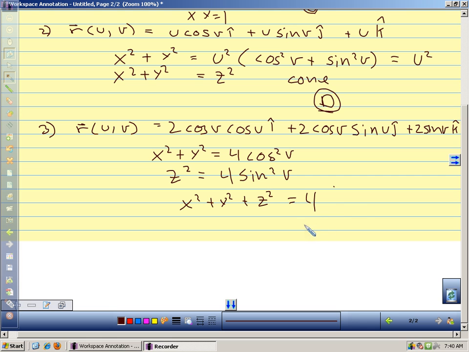equals 4, so we have a sphere. So that's B. I think the last one's A. Yeah, we can eliminate that by process of elimination. And that one, again, we could look at, if you square x and y, you get x squared plus y squared equals 16. It doesn't depend on z at all, so you get a cylinder.